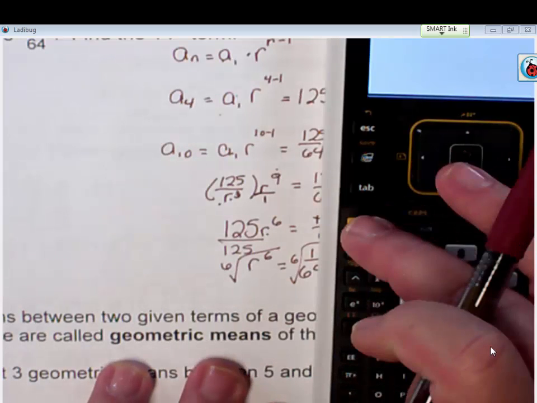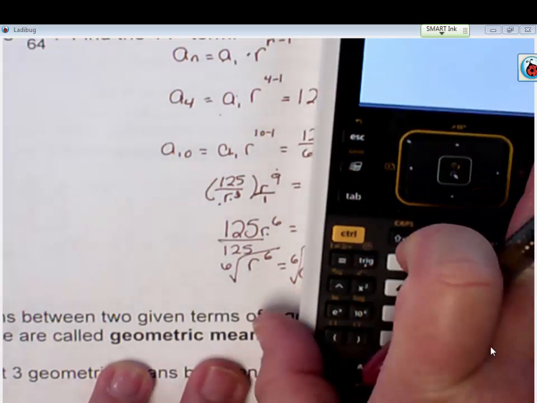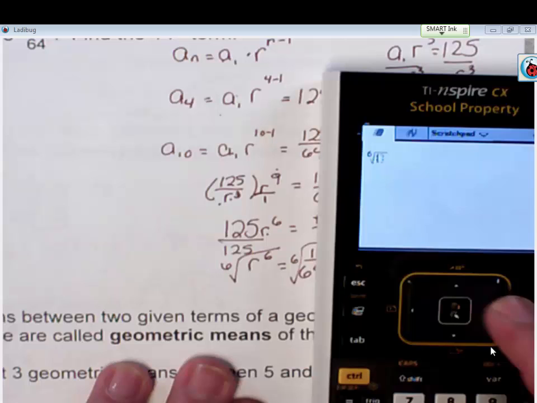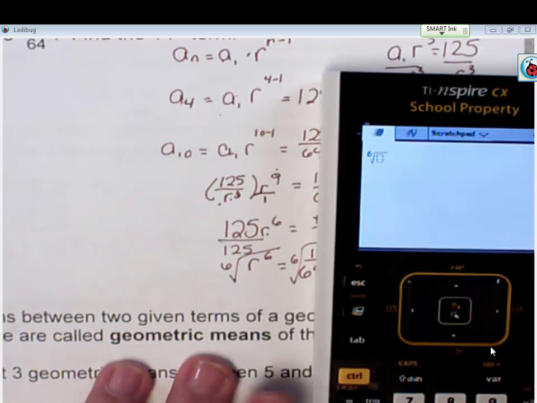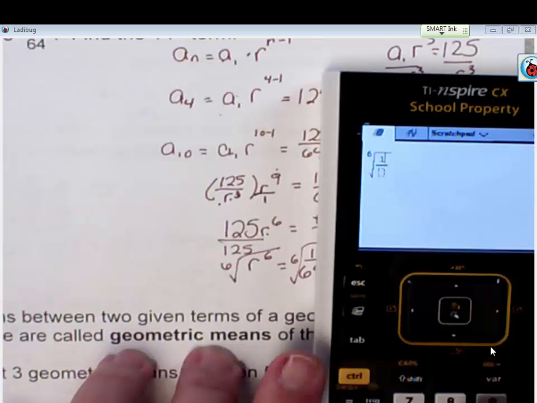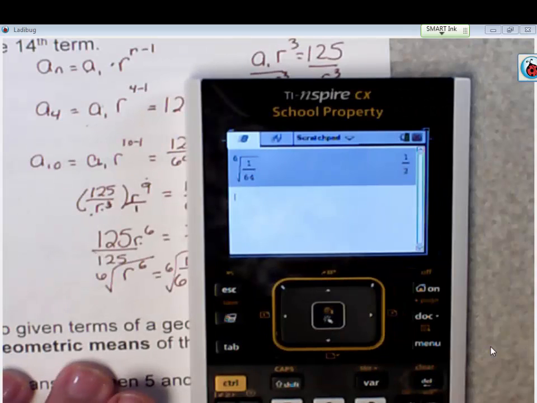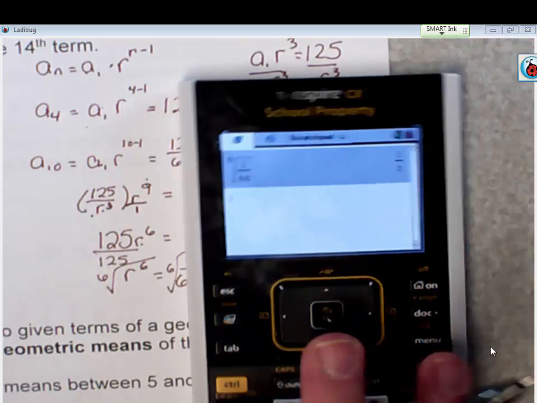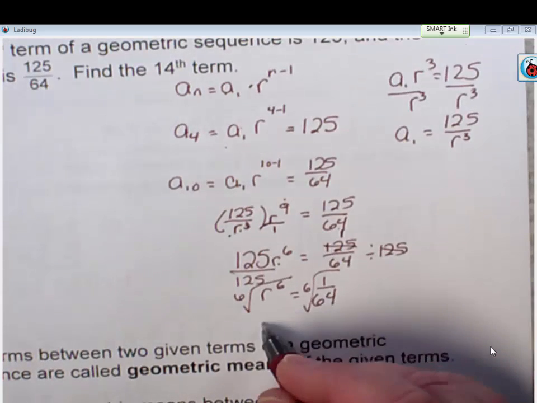So we're going to do control house top, and it comes up like that, and we'll put in 6 here, and then we have 1 over 64, so I'm going to do control divide, and put in 1, and then 64, and hit enter, and we get 1/2. Now, if you want to spend your time trying to find the sixth root of a number without your calculator, you're more than welcome to do that, but this will work too. All right, so that r equals 1/2.